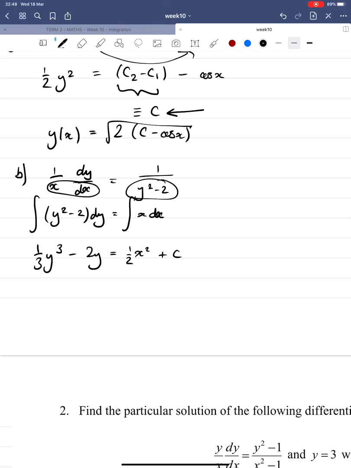And that would be the answer. You don't have to do anything else. That is the answer. This can't be simplified any further, so we're done.